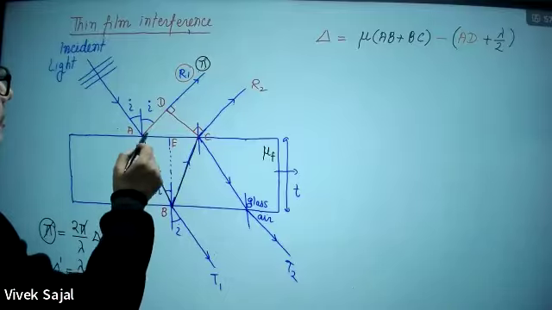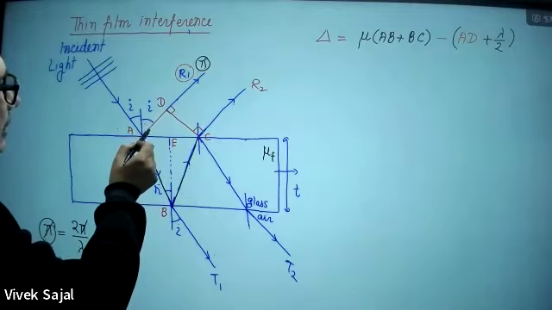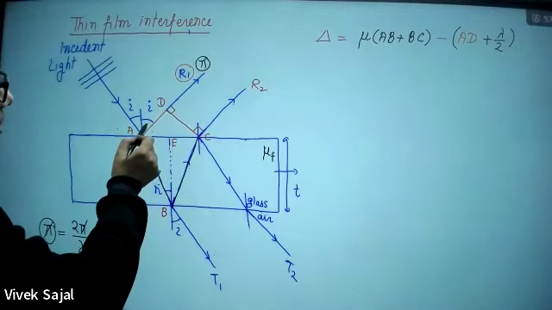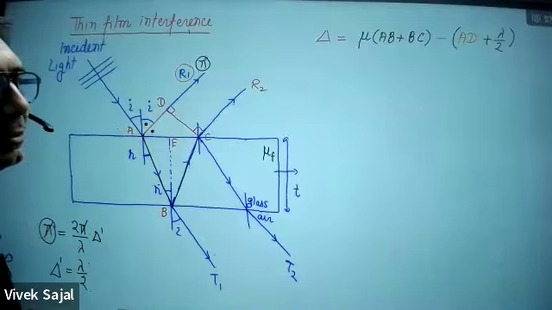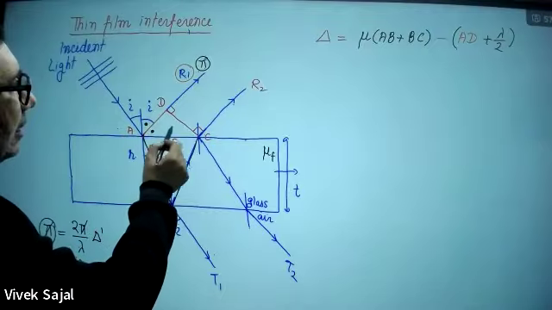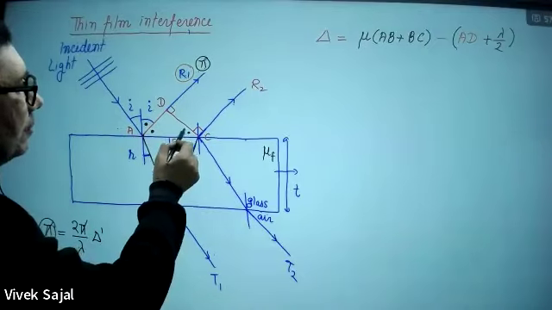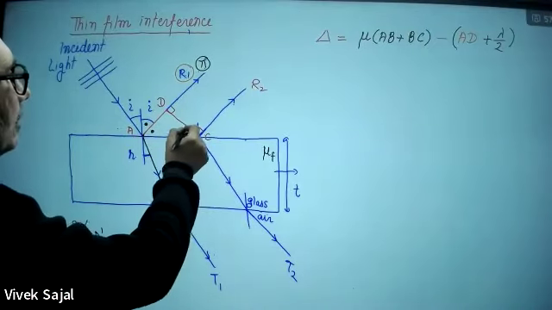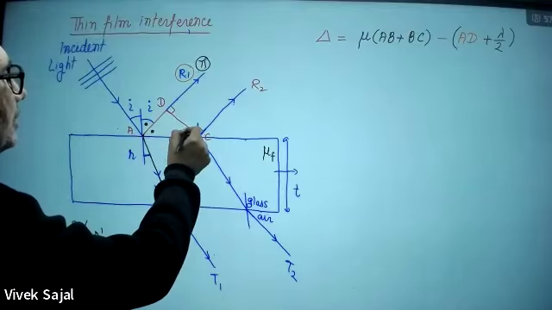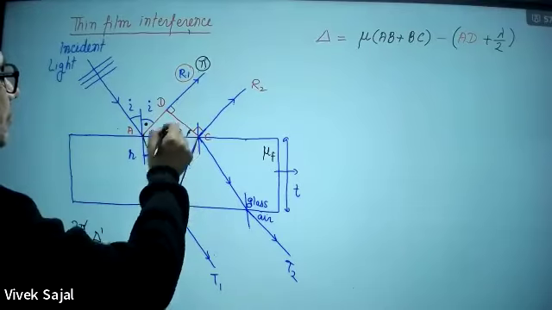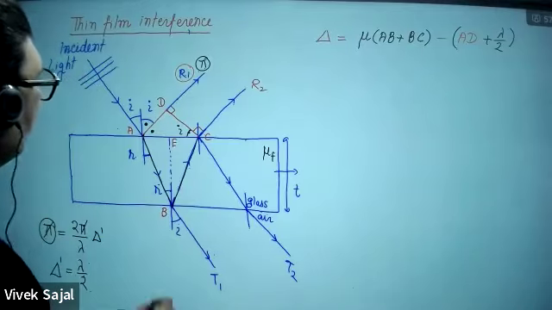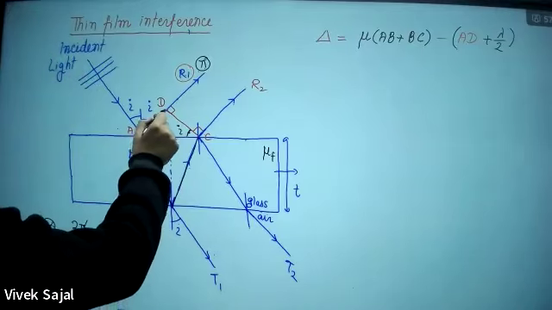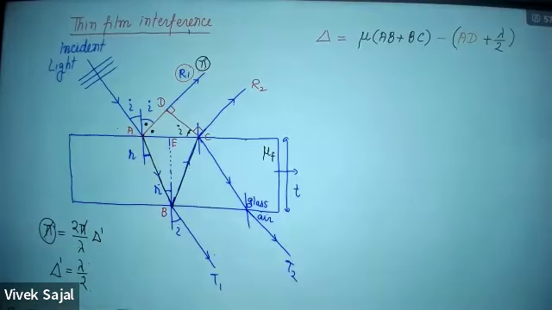Now look, this is I. This angle plus this angle is 90, and this angle and this angle is also 90. So automatically this will also be I. This is going to be I. So what will be this AD? How much will AD be?